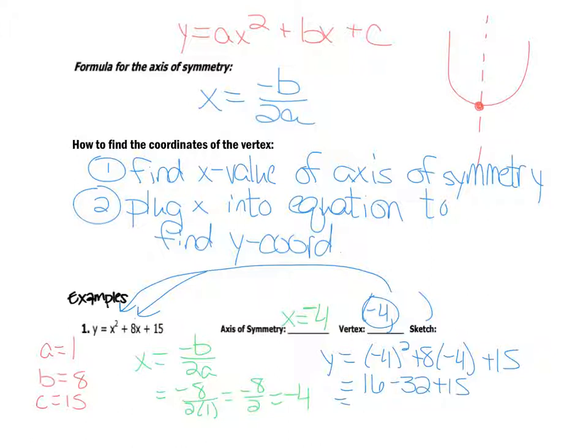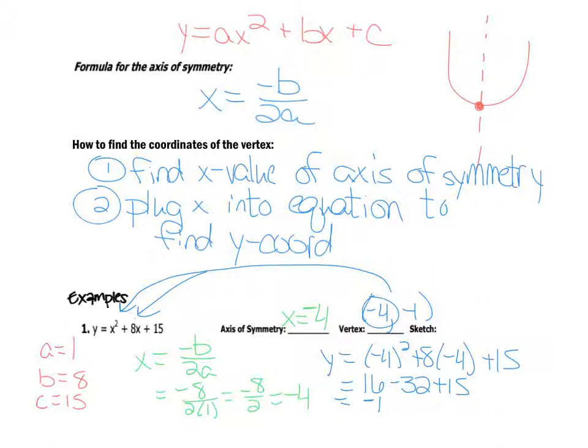So you get, what, 16 minus 32 plus 15. So use your calculator to help. I think this is going to be 16 plus 15 is 31. Minus 32 is going to be -1. So I think you get -1 there. Check my work. So when x was -4, y was -1. So my vertex is (-4, -1).